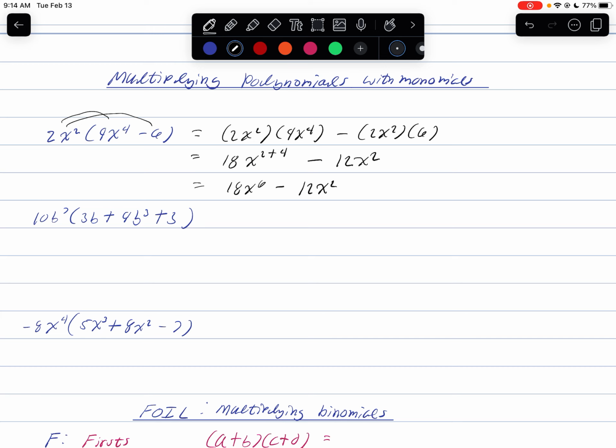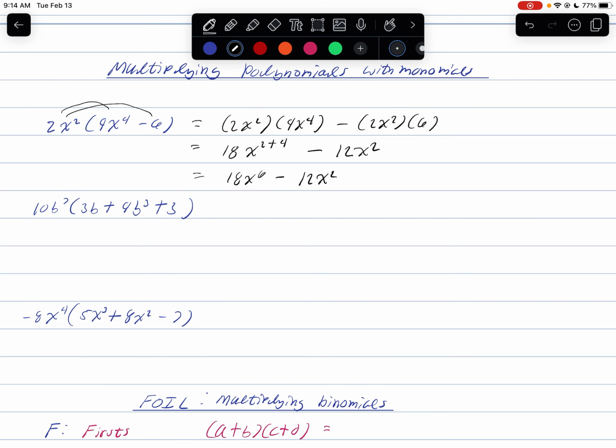Okay, let's look at this next example. Here we have 10b to the 7th times 3b plus 9b to the 3rd plus 3. So we're going to do the exact same thing here. We're going to distribute this 10b to the 7th. We're going to distribute this to the 3b, then to the 9b to the 3rd, and then to the 3. So this is going to give us 10b to the 7th times 3b plus 10b to the 7th times 9b to the 3rd plus 10b to the 7th times 3.